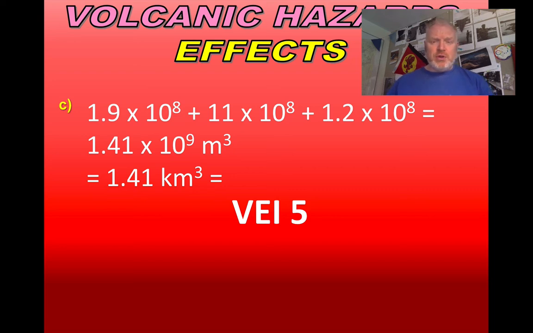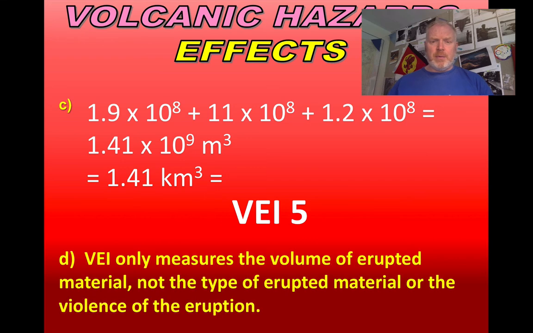Now, those of you that did the digging deeper, if we think about this idea of VEI, in some ways it's very useful. It does show us just the sheer quantity of material that's erupted. But what it doesn't do is tell us what type of erupted material it is, whether it's fairly low hazard lava or whether it's very high hazard pyroclastic flows. And it certainly doesn't tell us the violence of the eruption, how quickly this is erupted.